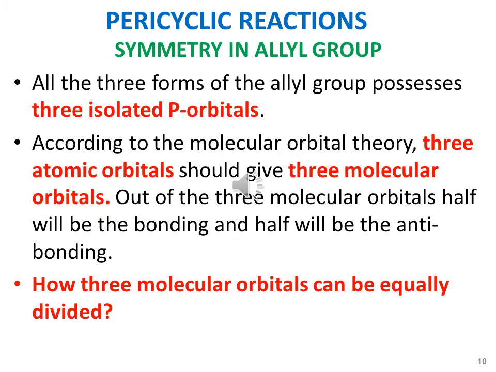One thing that you might have noticed is that all three allylic forms, that is cationic, anionic, or radical form of the allyl group, possess one thing in common. What is that thing? All three forms of the allylic group have 3 isolated p orbitals. According to the molecular orbital theory, when 3 atomic orbitals overlap, they give 3 molecular orbitals. Half of these should be bonding molecular orbitals and half should be anti-bonding. Out of 3 molecular orbitals, 1.5 should be bonding and 1.5 should be anti-bonding. Is it true? No, that is not true, because we cannot divide any orbital. So my question is, how can 3 molecular orbitals be equally divided? The answer to this question is described in the coming slide.